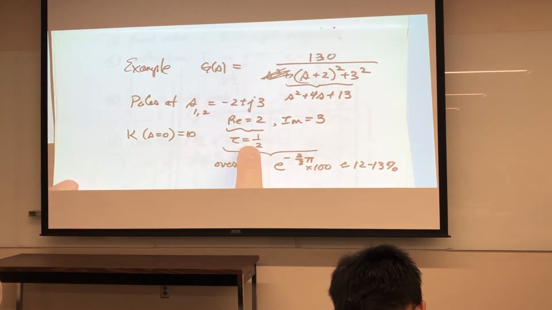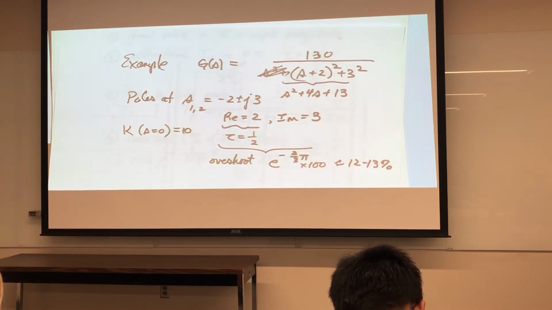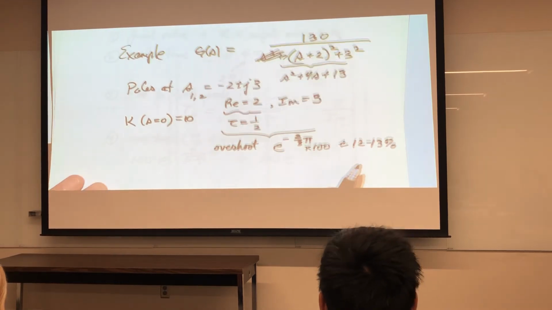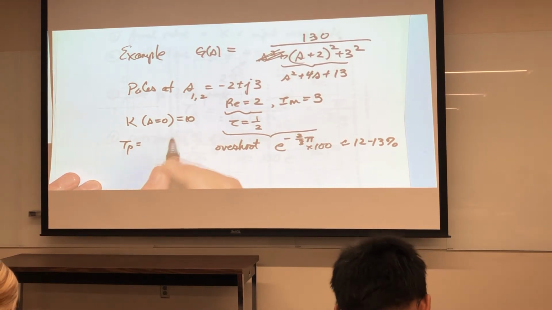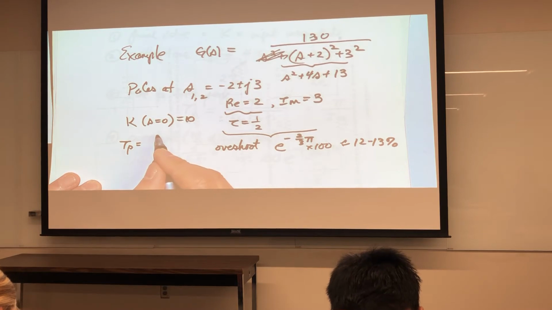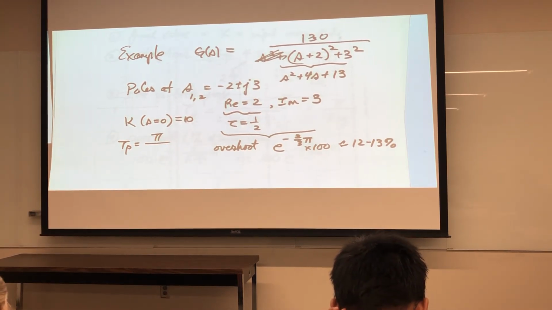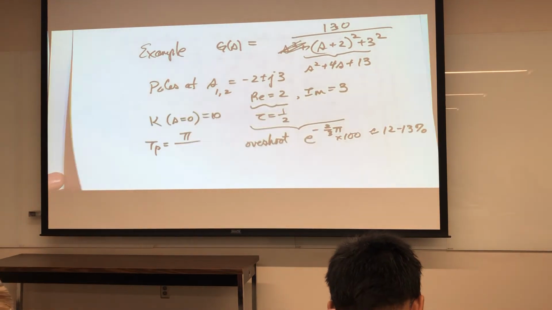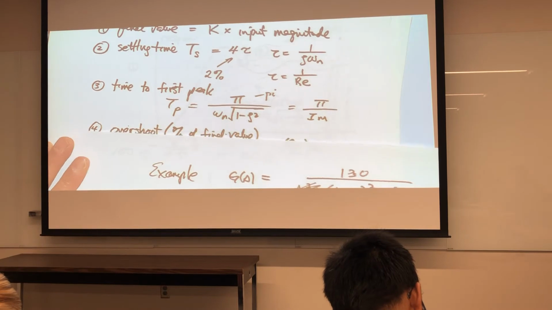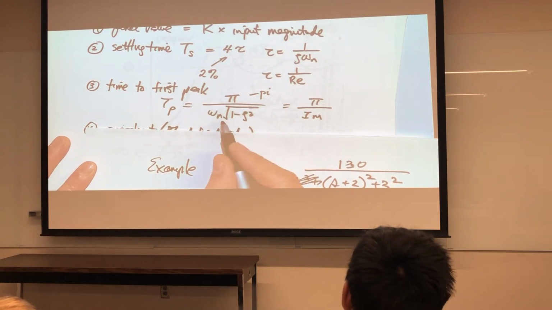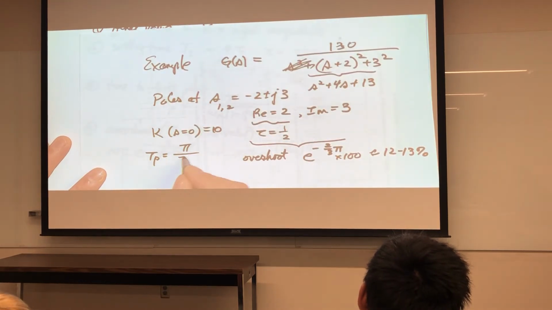So now I know how big the output will be. I can get an estimate for how long it takes to decay, and I can sketch what that is. There's one more formula I can get: the time to the first peak. Time to the first peak is going to be pi over the what? You could look back in your notes, it's pi divided by the imaginary part.